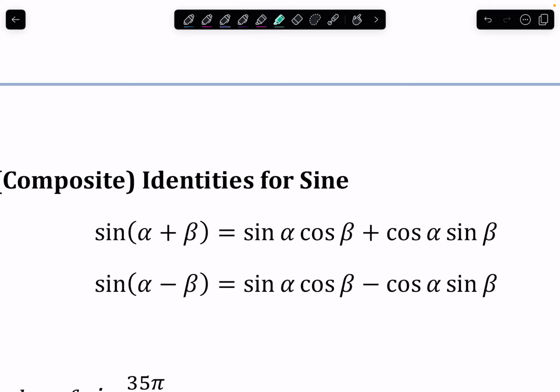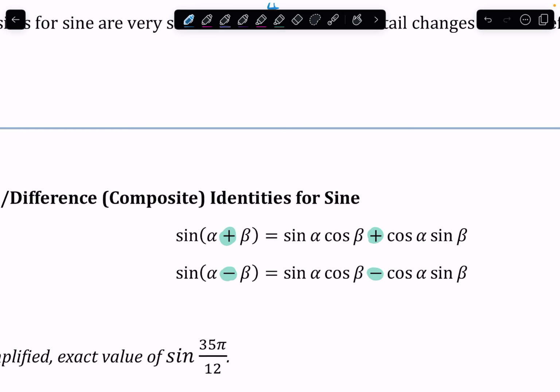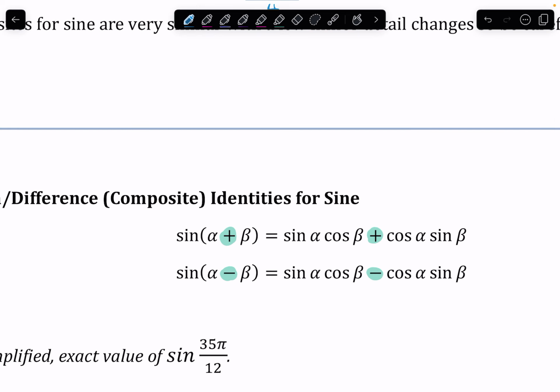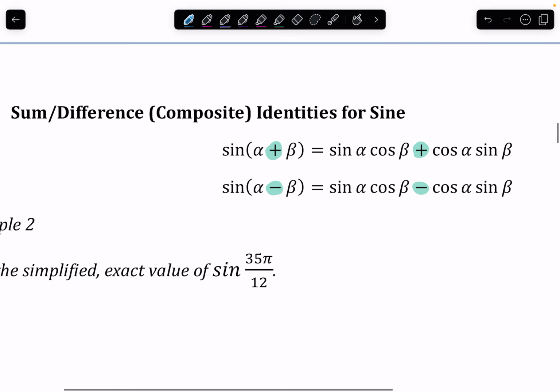Also note the sign does not change in between. Sine keeps the sign. So plus stays plus and minus keeps minus. So sine shares and sine keeps the sign. All right. Exact simplified value of sine of 35 pi 12.